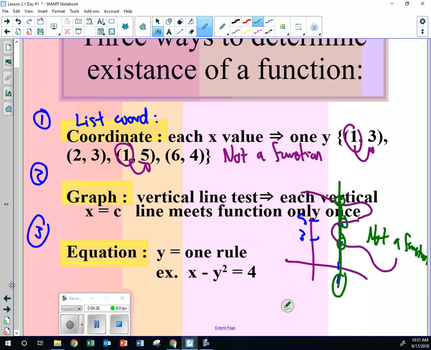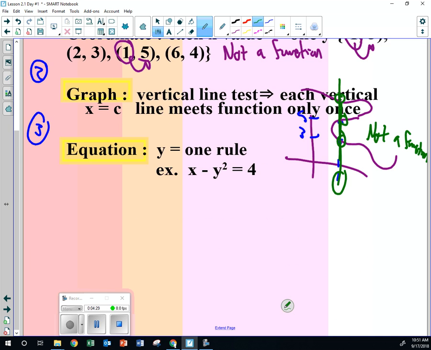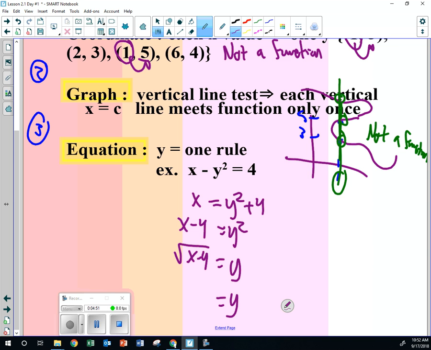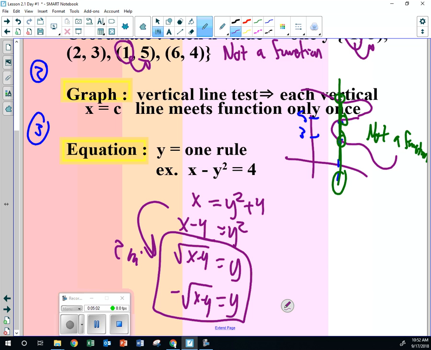And then the third way is the rule way, or the function way. All that we're saying is if we were to solve this, y squared plus 4, y squared equal to x minus 4, solving for y, how many rules would you get? Well, I would get the square root of x minus 4. What other rule would I get? The opposite of x minus 4. These are the answers for this. This has two rules, so it's not a function.